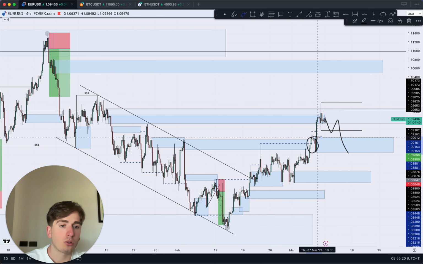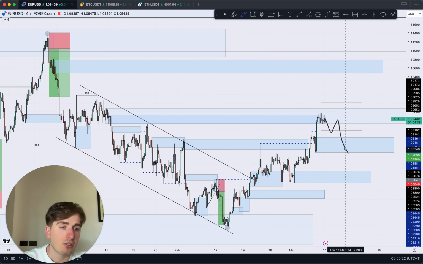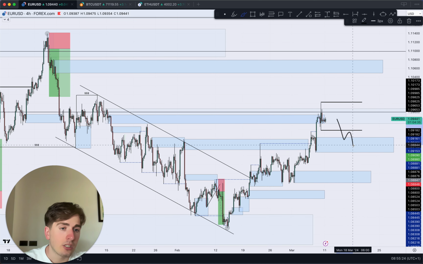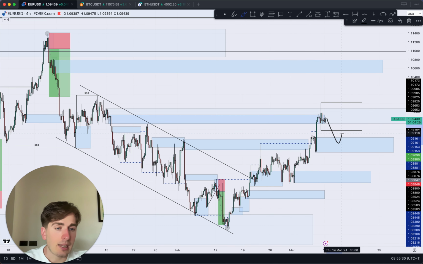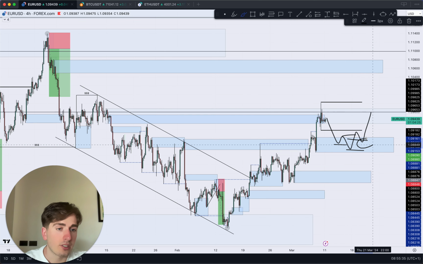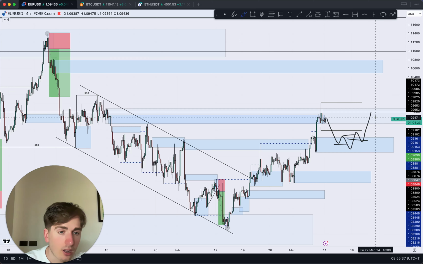Then we'll come in towards this decisional area of demand. Based on how we react to that area of demand, will we continue down lower or will we continue up higher? So if you come in towards this area of demand, we need to see a bullish reaction. We need to see a change of character, and then we can look for those longs from this area of demand, which is then created in towards the highs once again.